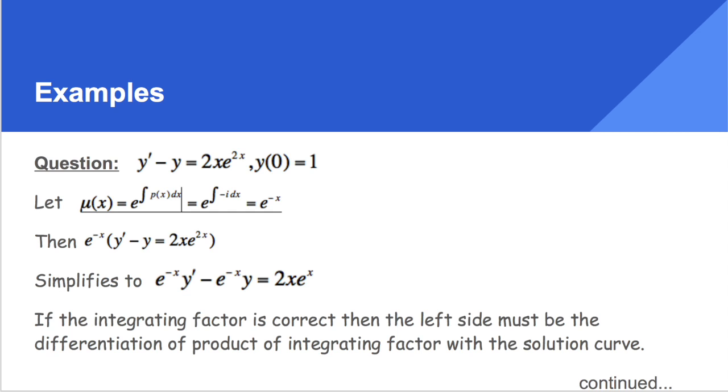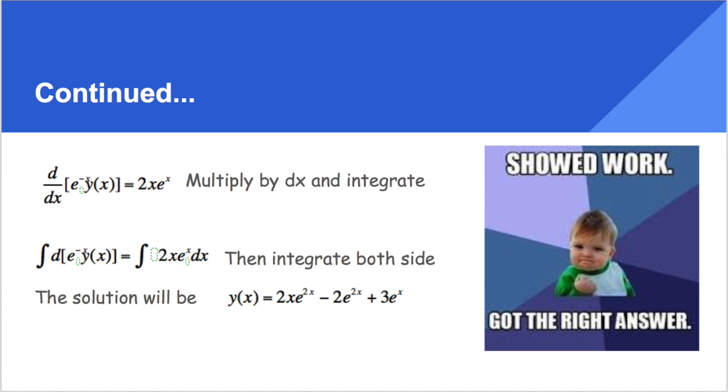Now multiply the equation by mu, and simplify it to be e to the negative x times y prime minus e to the negative x times y equals 2x e to the power of x. The left side of the differential equation must be the differentiation of the product of the integrating factor with the solution curve, if the integrating factor is correct. So, we can write the left side as the derivative of e to the negative x times y, which is equal to 2x times e to the power of x. Now it becomes really easy to solve by using separation of variables. The solution then will be y of x equals 2x times e to the power of 2x minus 2e to the 2x plus 3e to the power of x.